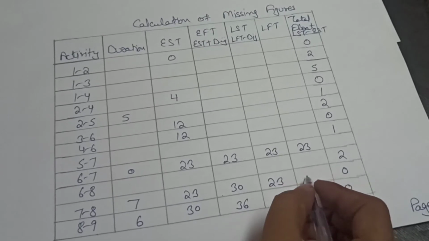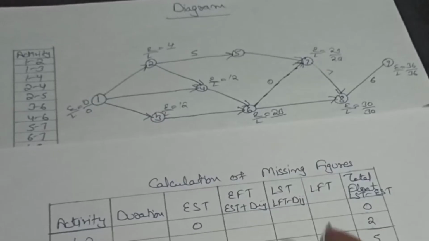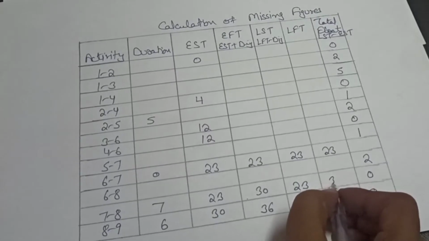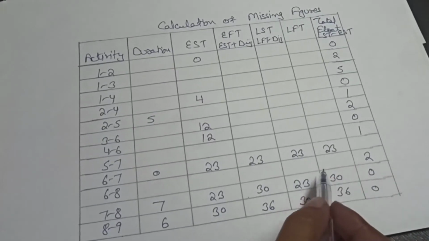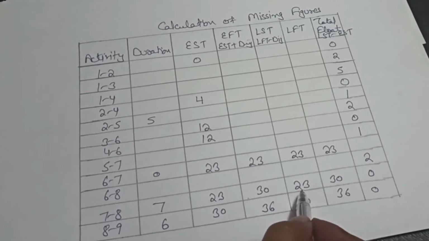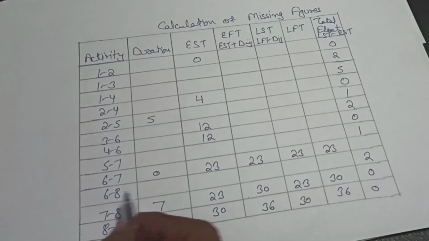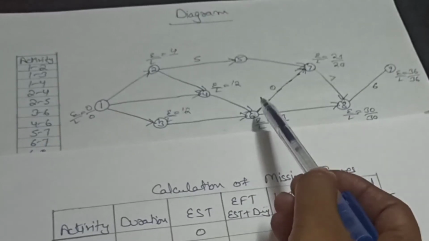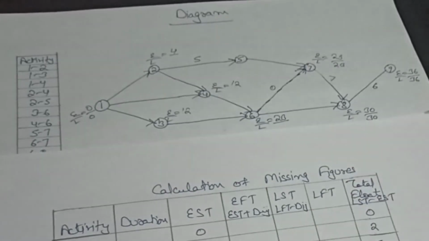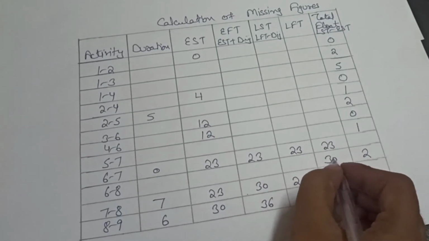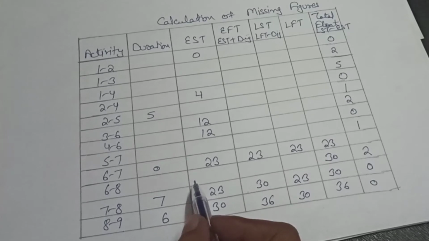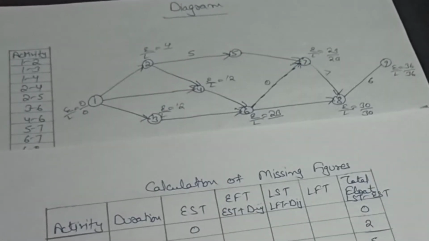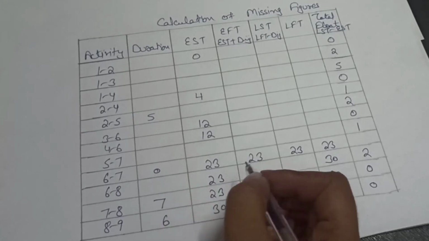Now we can write this column as 7 to 8. You can see the L value is 30. So we can write here 30. So you can see 30 minus 7 is equal to 23. So now we will calculate figures for this column. As you can see, the 6 to 8 L value is 30. So here we can write 30. Now for 6 to 8, you can see the E value is 23. So you can write here 23.